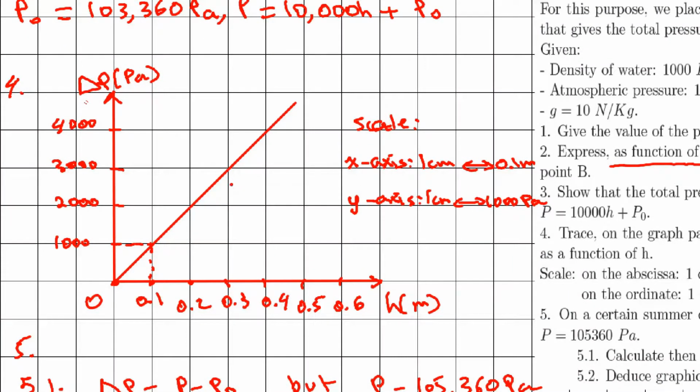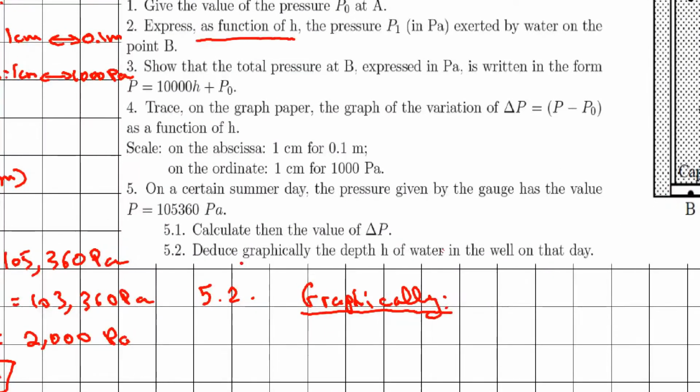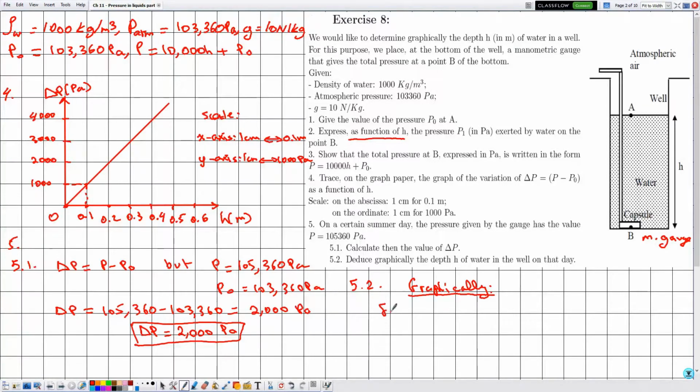So what's the advantage of this curve? Whenever we know the value of one quantity, we can determine the value of the other. Knowing the value of h, we can determine delta P. Knowing delta P, we can determine h. Since we are interested in determining h, we need to know the value of delta P. Notice that here they are telling us deduce, and the previous part we have determined the value of delta P. So let's say for delta P is given by 2000 Pascal.